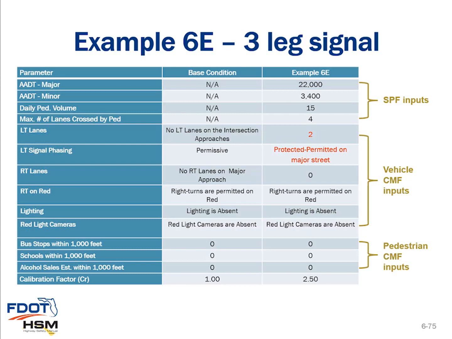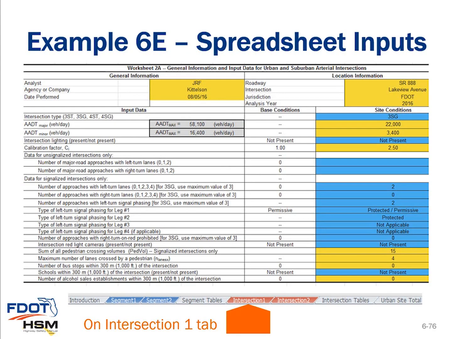We input this data into the spreadsheet. You can see here, we've gone through with a 3SG, and we are showing the average annual daily traffic, lighting not present. We've entered the calibration factor. Since it is signalized, we drop down to data for signalized intersections only, and we enter in the appropriate information there. We have the number of approaches with left turn lanes is 2. It really doesn't matter which approaches they are on. It's just 2 in this particular case. And we go ahead and enter in the number of approaches with signal phasing.